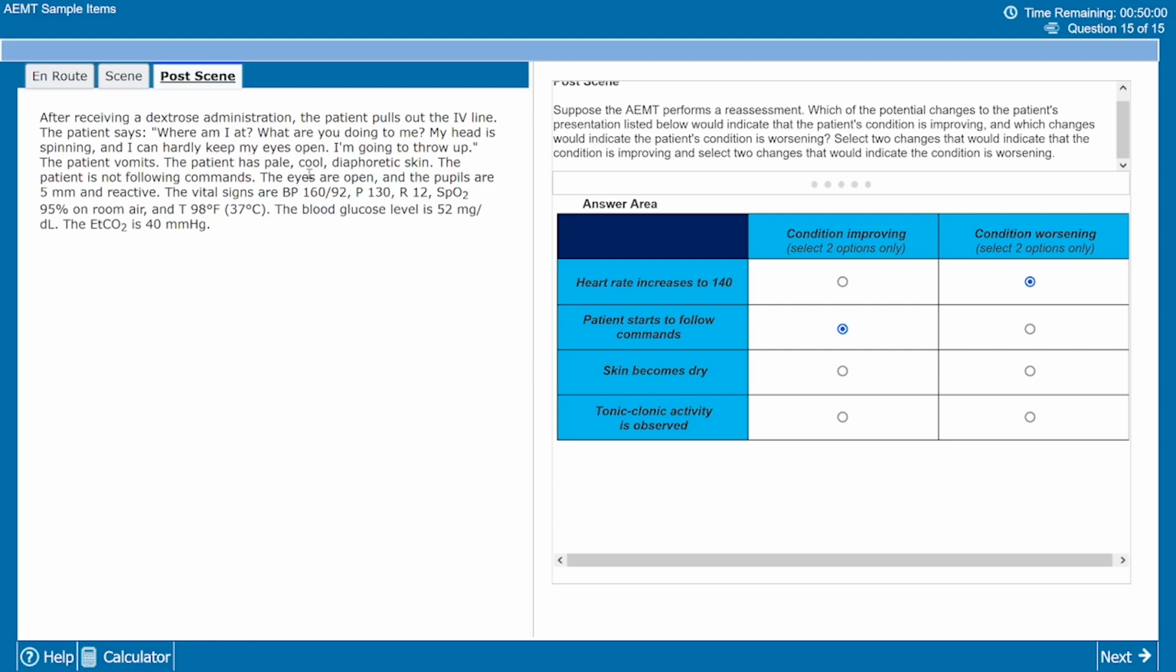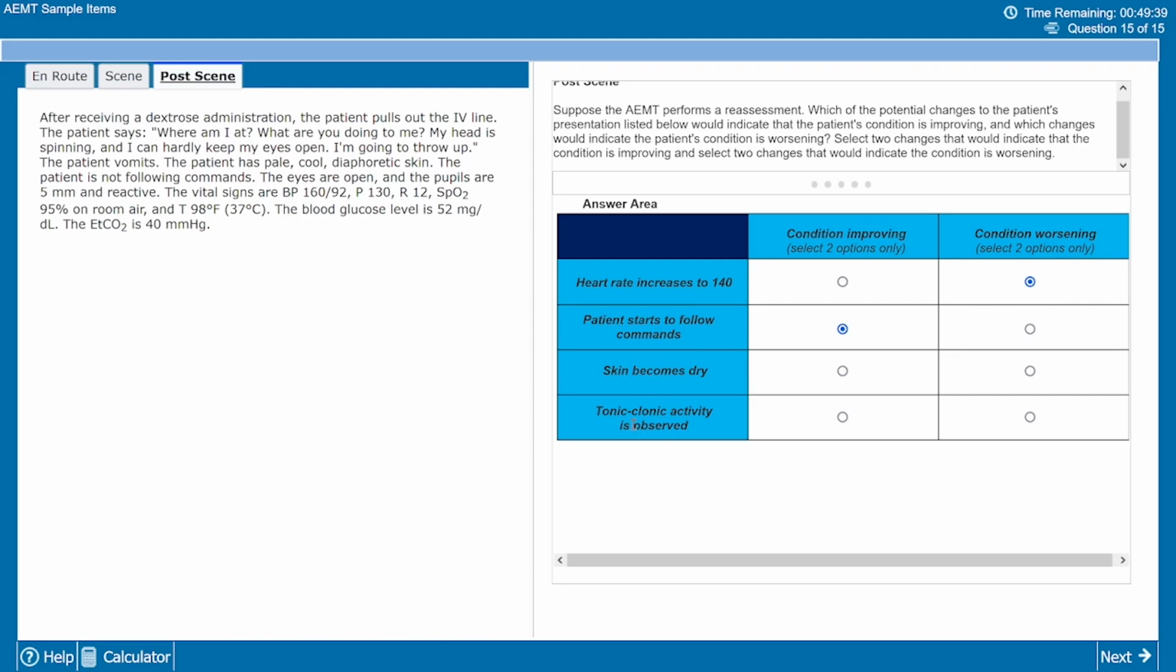The skin becomes dry. They started off as being diaphoretic, but as it starts to dry, we can start to reason that, okay, potentially this is improving. If you're on the fence of this because you're, for whatever reason, thinking of heat exhaustion, heat stroke, you can potentially leave this blank, but we can move on to the next part to help us break down this one.